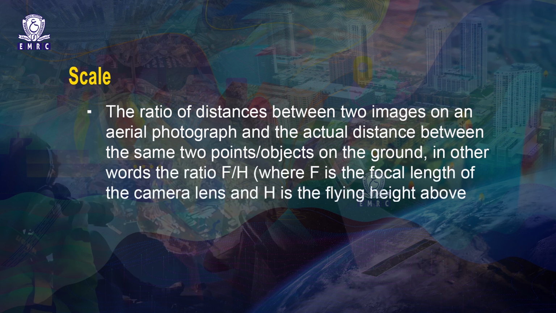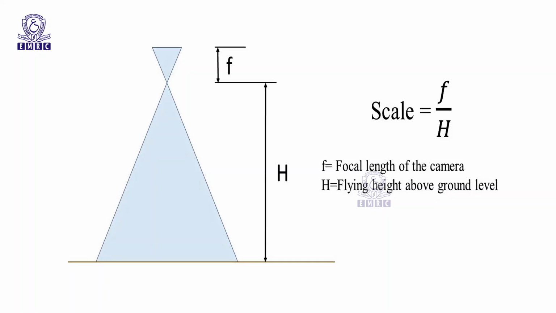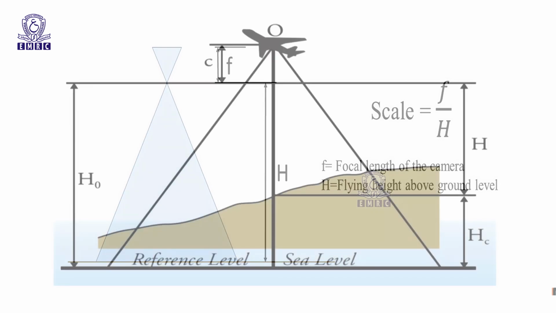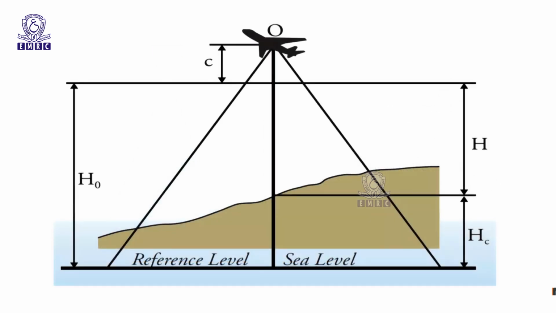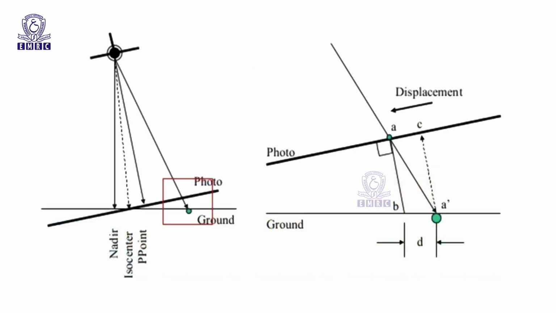In other words, the ratio of f by h, where f is the focal length of the camera lens and h is the flying height above the mean terrain. Change in scale from one photograph to another is because of the variation in the flying height. Other factors that further affect the scale variation are tilt and relief displacement.